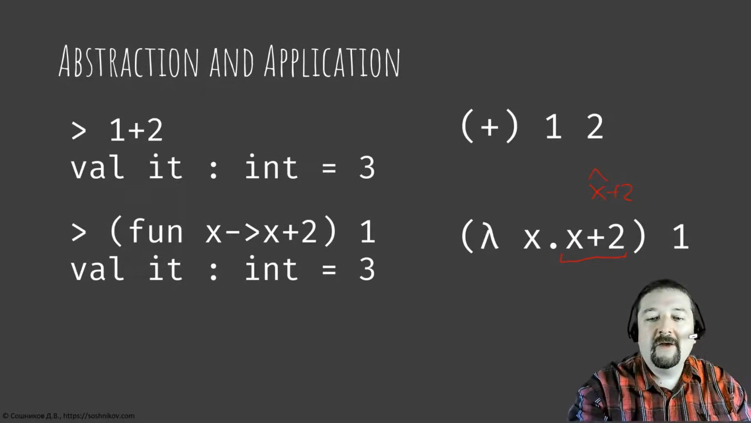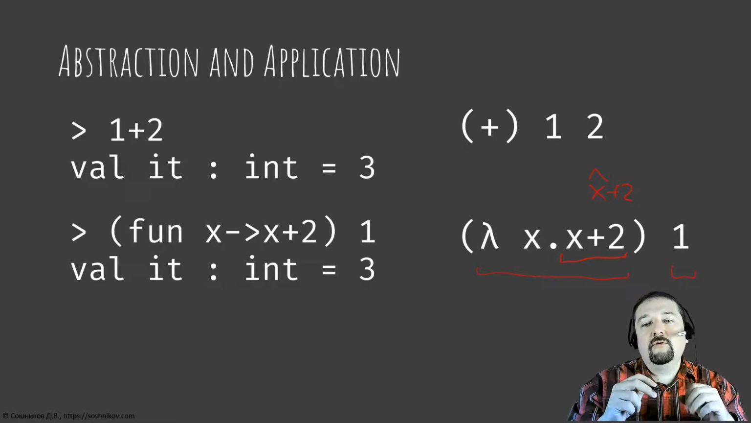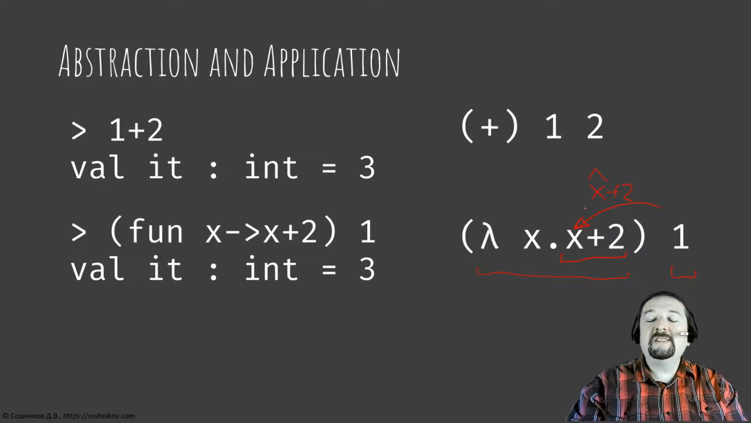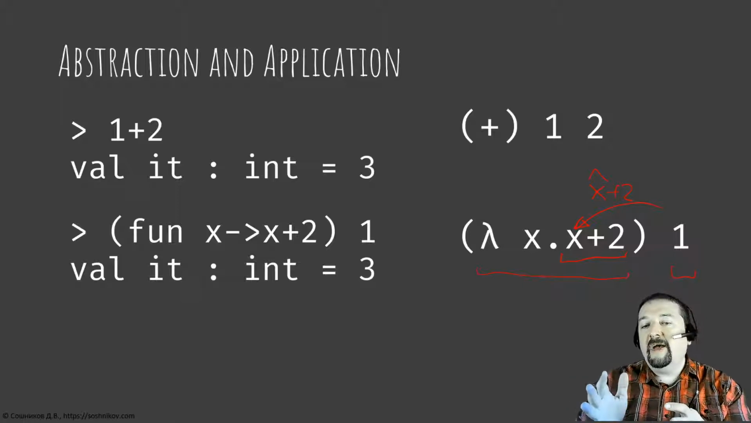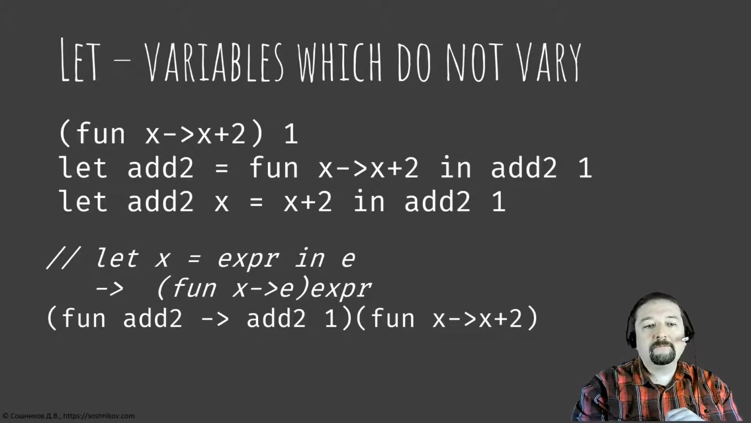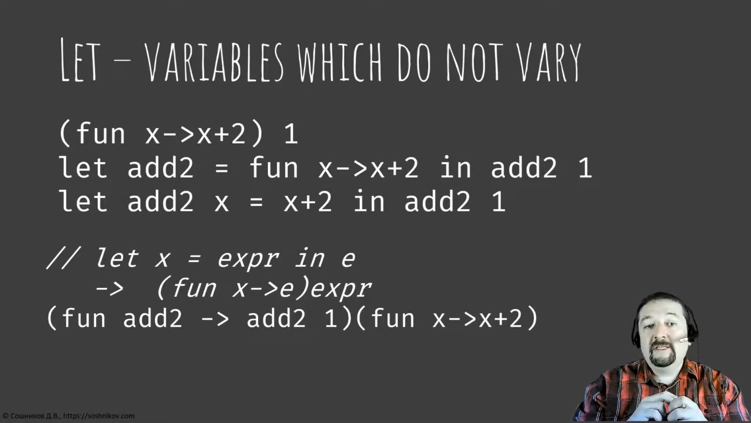So for example, if I take this idea of lambda x plus 2 and I apply it to 1, how can I do it? I need to compute this expression x plus 2, substituting 1 instead of x. So that would be a simplification step. I take this complex expression and I simplify it to be equal to 1 plus 2. This is called beta reduction, and we will hear about it in a moment.